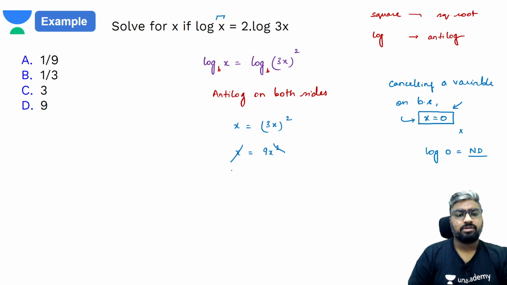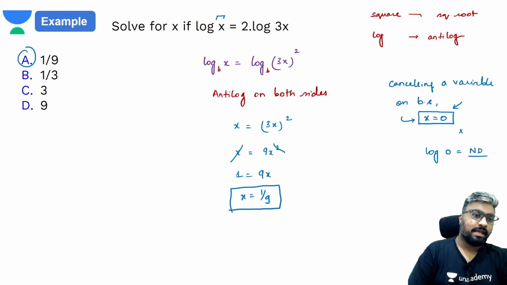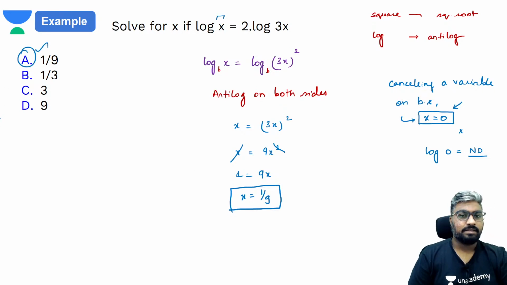Anyway, so here we are getting 1 is equal to 9x, or x is equal to 1 by 9. Got it? So 1 by 9, option A is the right answer. Alternatively, you can plug in and check, going reverse engineering on this. Done everyone? Cool. Let's move on.